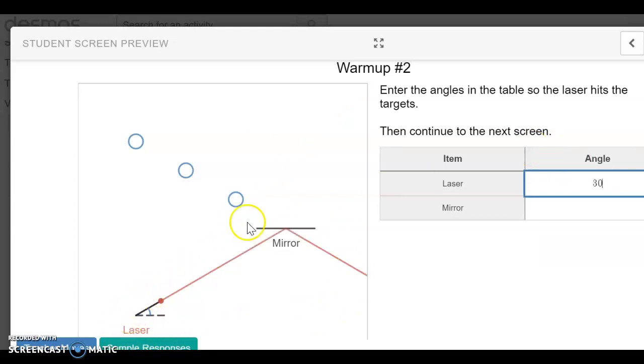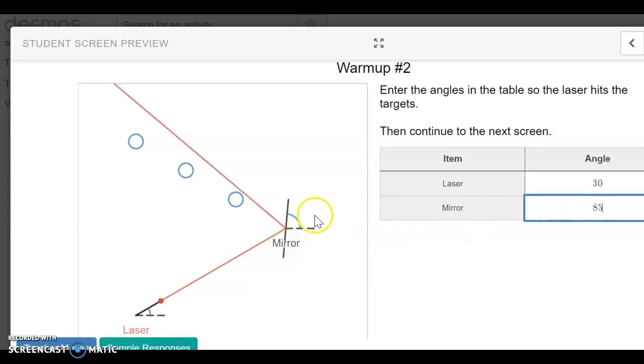Perfect. So it hits the middle of that mirror, but it looks like it bounces off to the bottom because we still have to angle the mirror. Now the mirror, remember, I wanted it to point somewhat like this. So I'm going to point that maybe around 85 degrees. It looks like that's too high though.